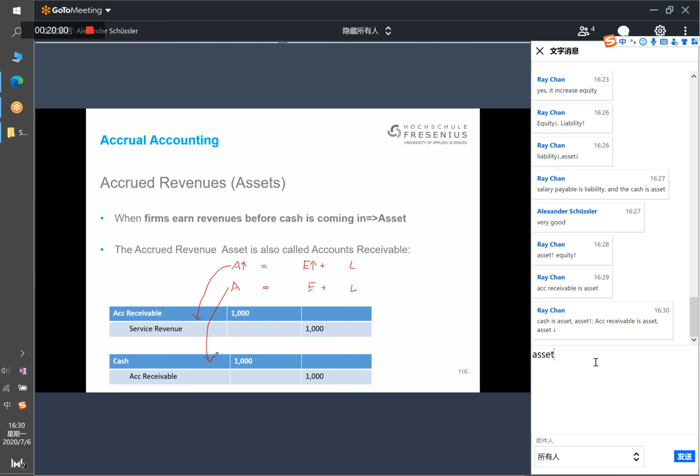Yeah, cash goes up. And accounts receivable, which is also an asset, goes down. You see, the accounting equation in both cases is in balance. First case, asset up, equity up. Second case, asset up and another asset is down.